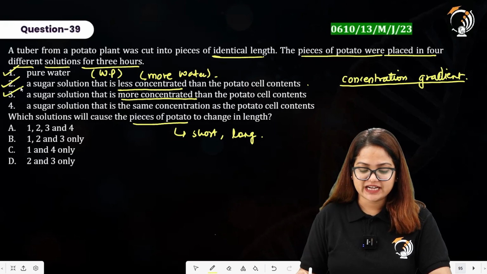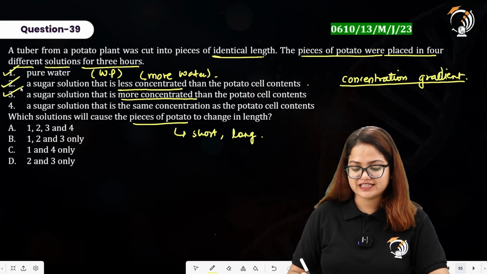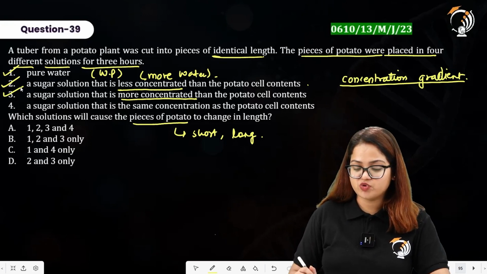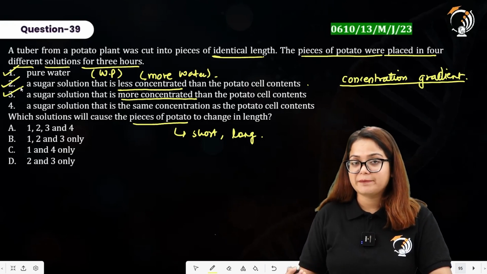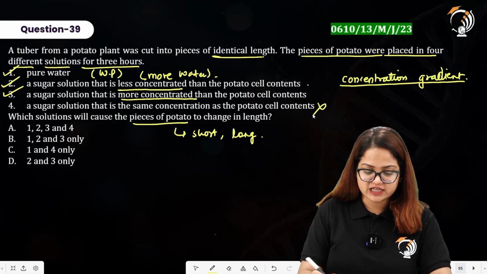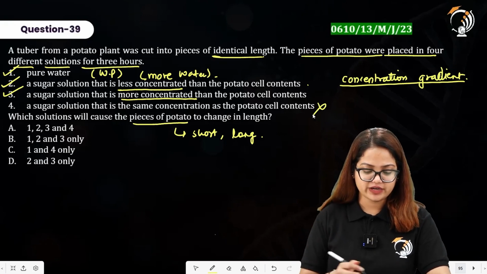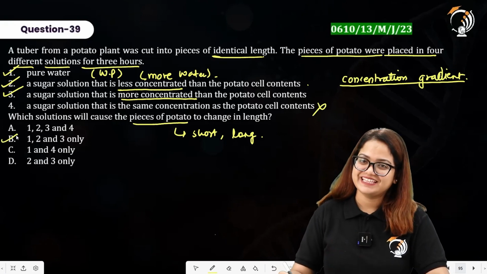A sugar solution that is the same concentration as the potato cell content, so there will be no net movement, and this will not cause any kind of change in length of the pieces of potato. So this is incorrect. We have first, second and third as correct. Option B here is the right answer.